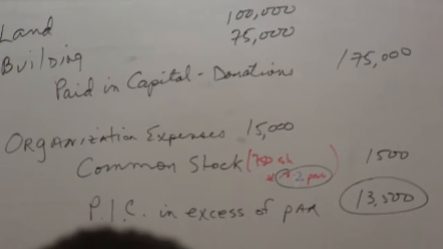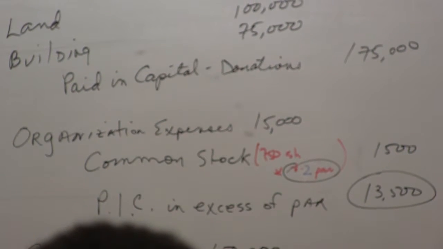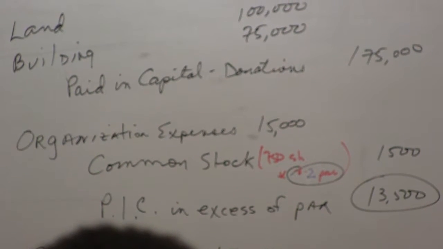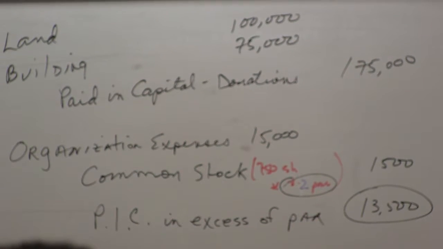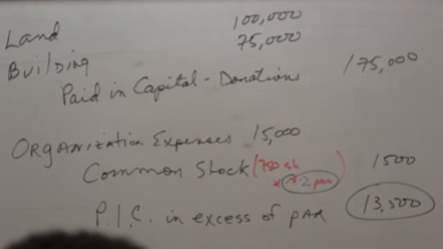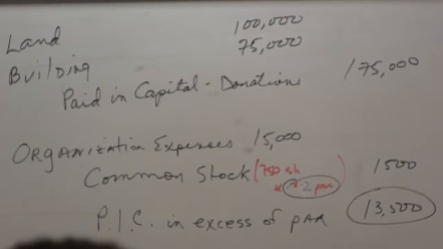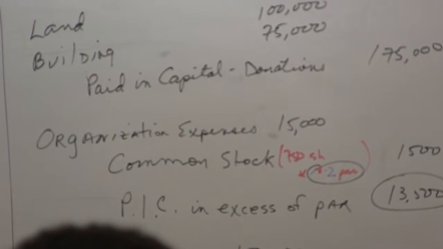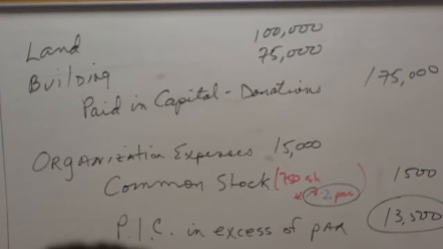I issued 5,000 shares of preferred for $35,000. So 5,000 shares of preferred for $35,000. What, for $35 a piece? What's 5,000 times 35? Who's got a calculator? What's 5,000 times 35? 175,000. 175,000. Yes.